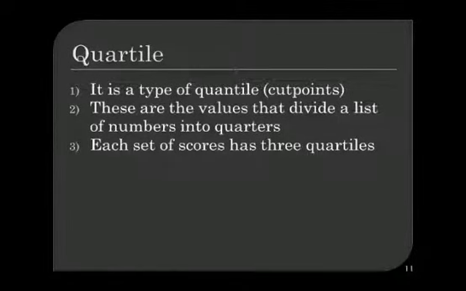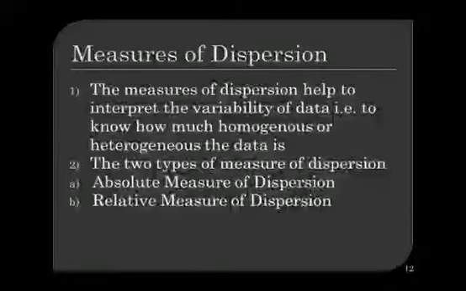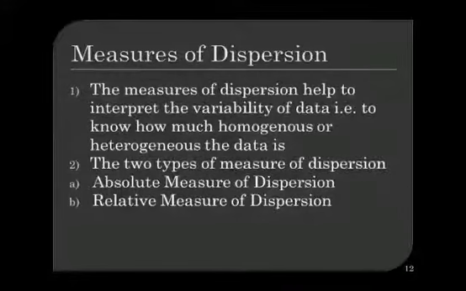Quartile. A quartile is a type of quantile. These are the values that divide a list of numbers into quarters. Each set of scores has 3 quartiles. Here comes measures of dispersion. The measures of dispersion help to interpret the variability of data, that is, to know how homogeneous or heterogeneous the data is. There are two types of measures of dispersion: absolute measure of dispersion and relative measure of dispersion.